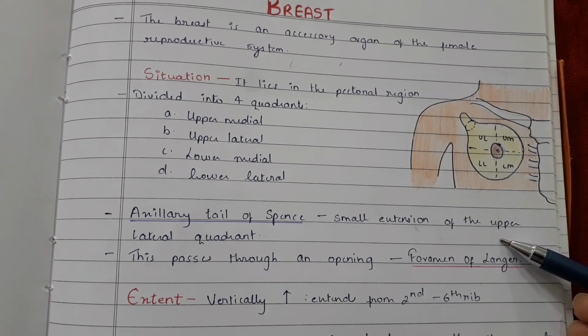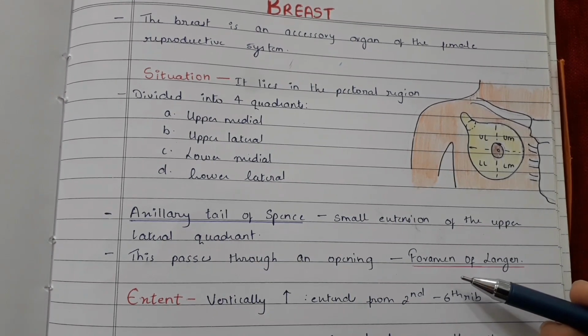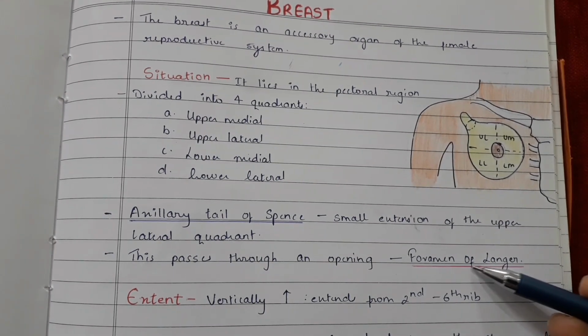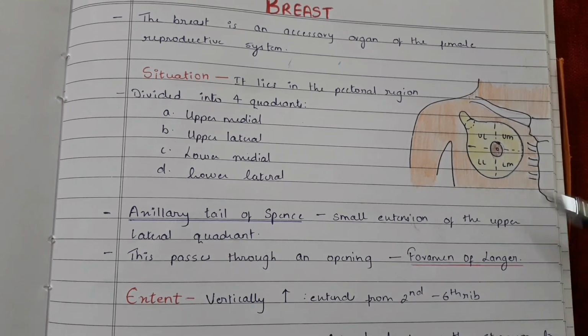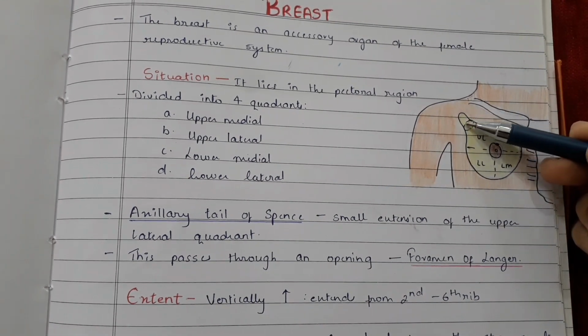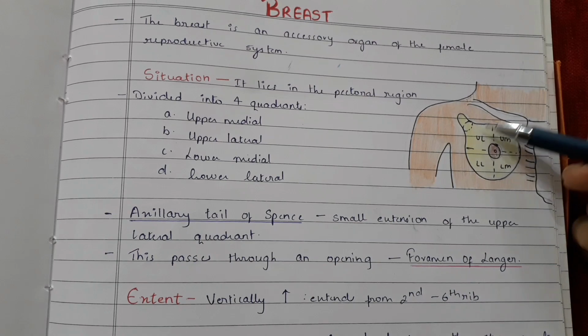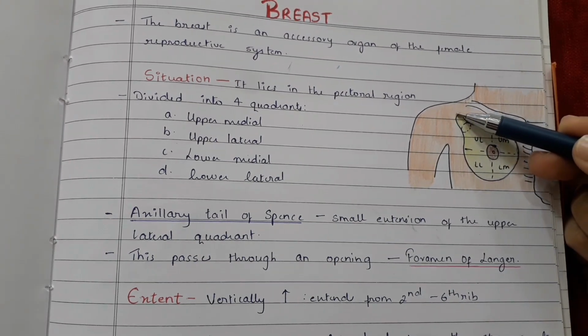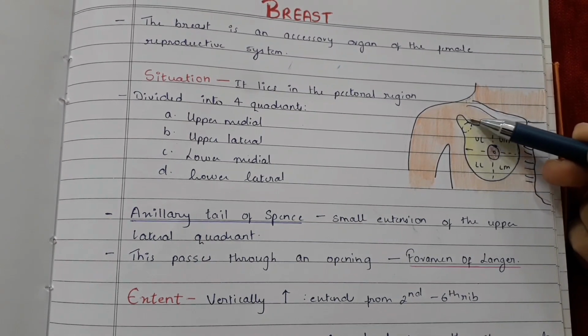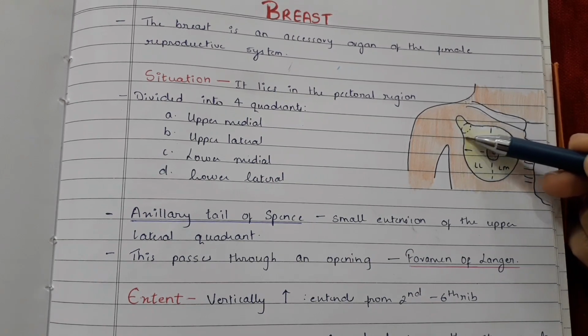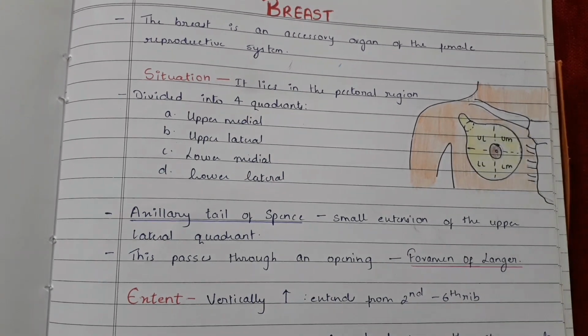This axillary tail of Spence passes through an opening called the foramen of Lange. So this extension of the upper lateral quadrant is the axillary tail of Spence, and this opening is called the foramen of Lange.